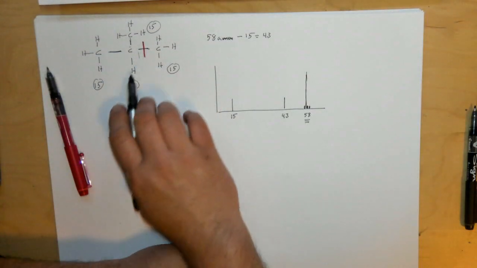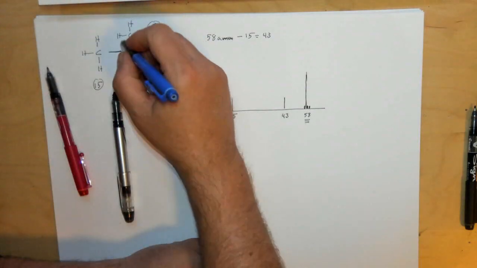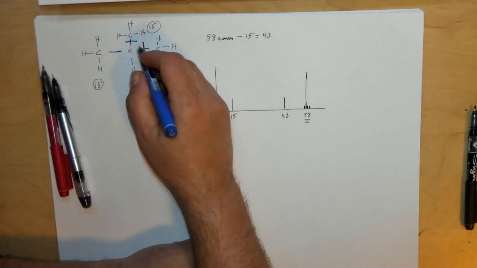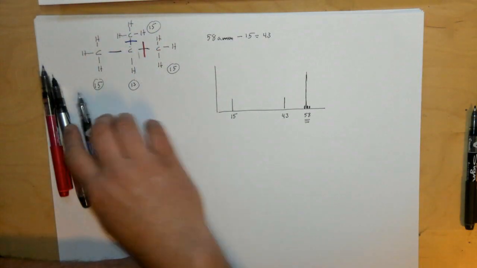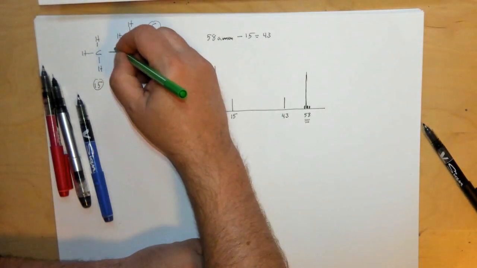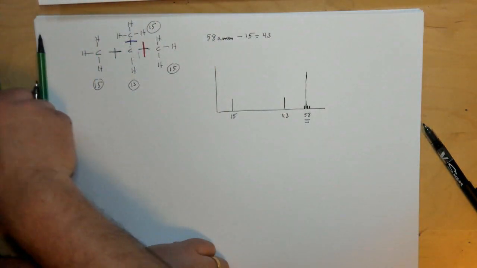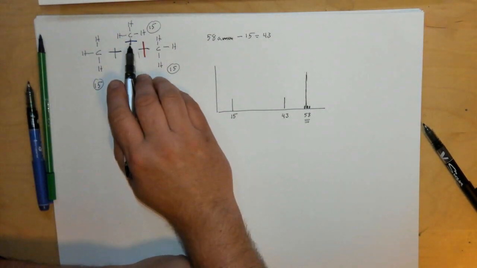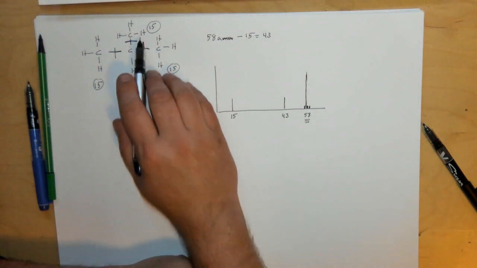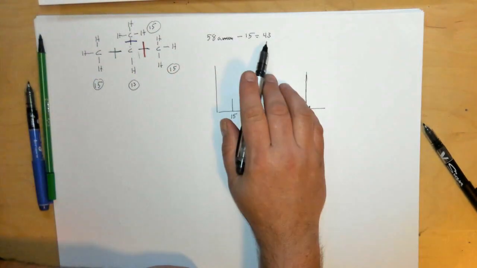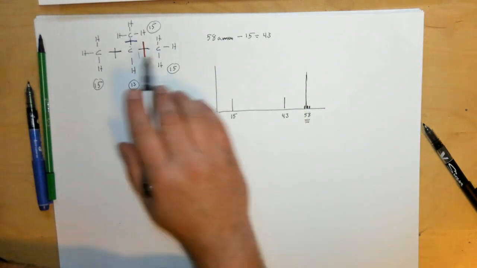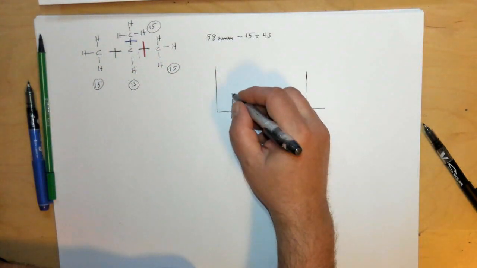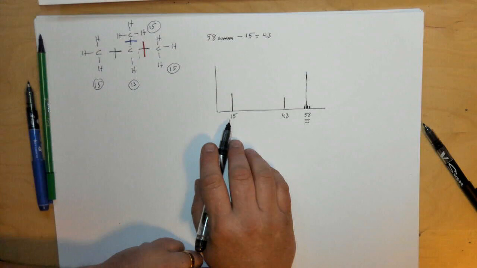But if this bond breaks, then there's a high likelihood that this bond will break as well. Or this bond will break, and that one won't break. It depends, right? So you get a bunch of different problems here, because if this bond breaks, then you get a piece that's 15 also, and the other piece again is going to be 43. If this bond breaks, but these don't, you get the same situation. So the likelihood of getting a 15 is really, really high.